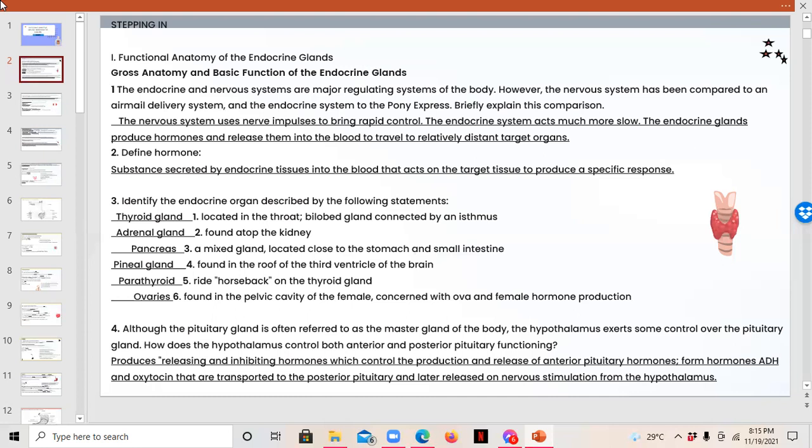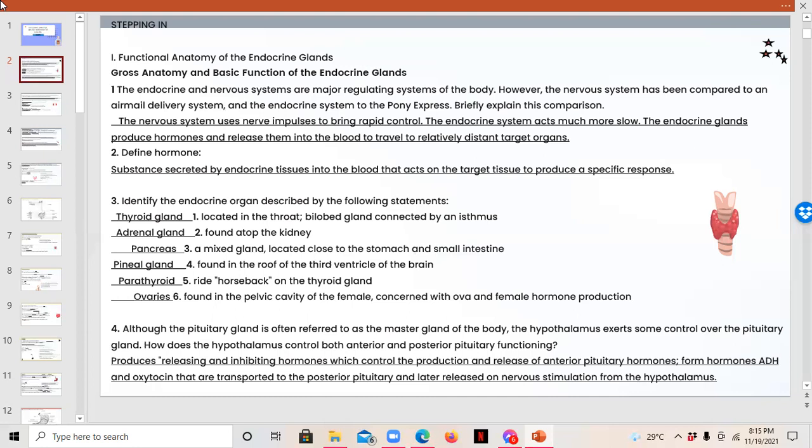The nervous system uses nerve impulses to bring rapid control. The endocrine system acts much more slowly, and the endocrine glands produce hormones and release them into the blood to travel to relatively distant target organs.